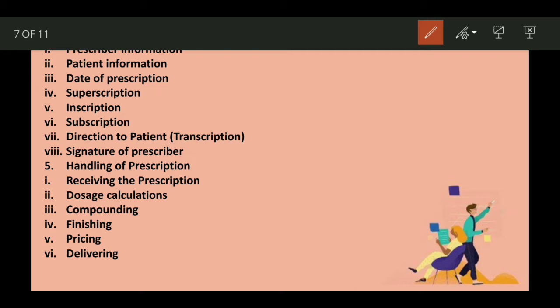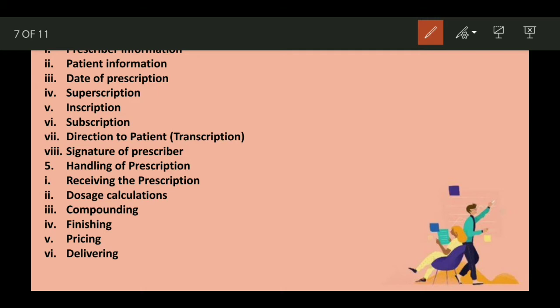So basically packaging includes, after compounding, the packaging of the prescriptions. For packaging, the following containers are to be used. It depends on what kind of dose or dosage form you have to pack. So round vials, oval bottles, wide mouth bottles, colored bottles, collapsible tubes, paper wrapper, dropper bottles.